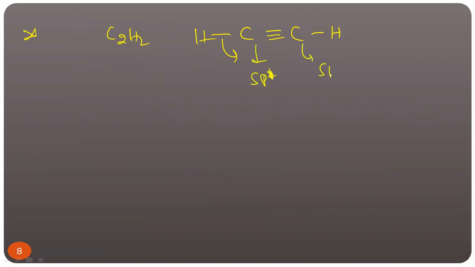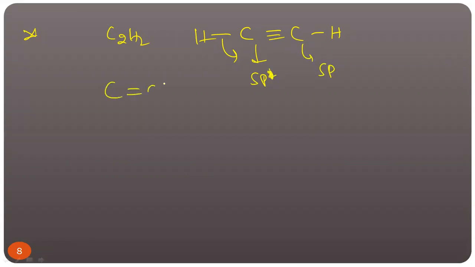It's very simple. Suppose C2H2. Now in this case, H-C triple bond C-H. This carbon has 1 sigma, and if there's a triple bond, 1 sigma 2 pi. So around this carbon there are 2 sigma bonds. So hybridization is sp. Here hybridization is also sp.